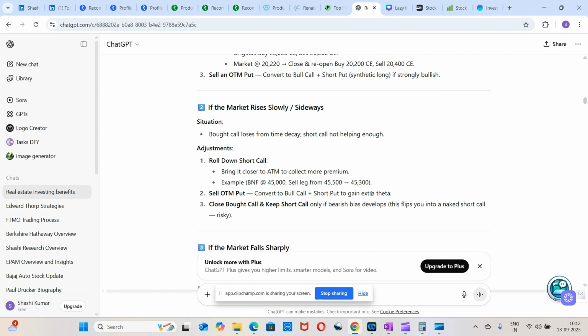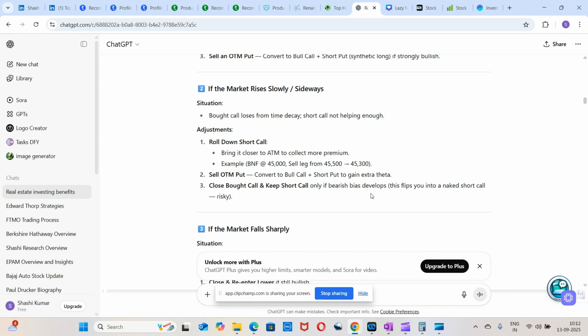Or you could do another thing. If the market is sideways or rising slowly, then you sell an OTM put. So basically you have the bull call spread and you add a short put, because this short put will help you get extra theta, because the market is rising, right?